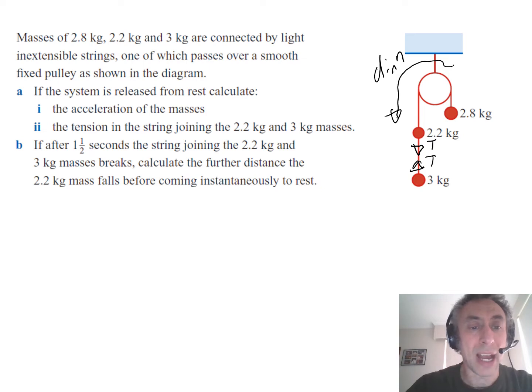Okay, and part B is the interesting one. The string will break, so the tension must be so great that the string breaks between the 2.2 and the 3 kilo. And what we need to do is work out how much further will the 2.2 kilo object continue to fall in the direction it was moving initially, before the deceleration causes it to slow and stop. So we'll talk about that later.